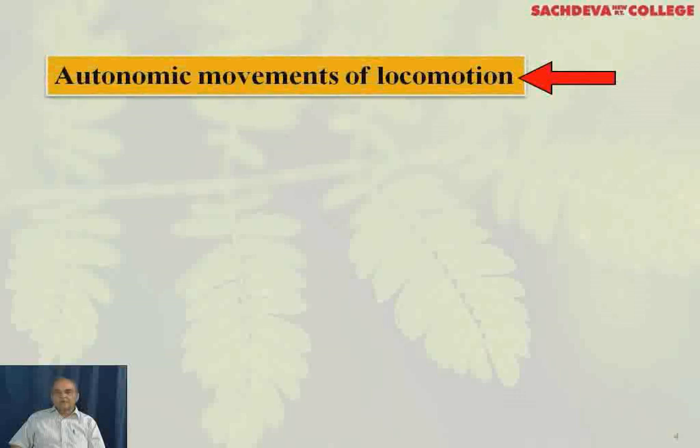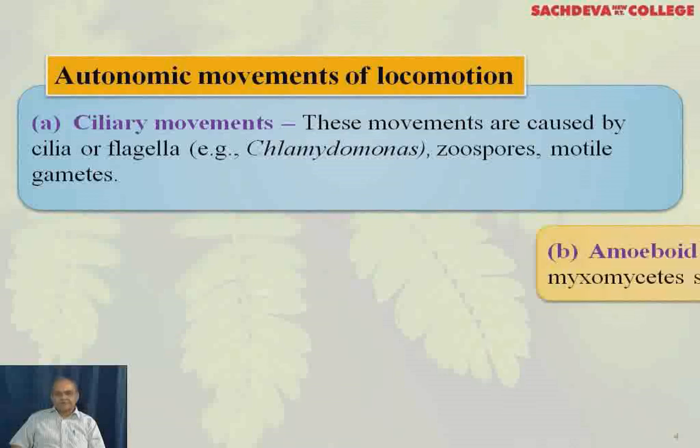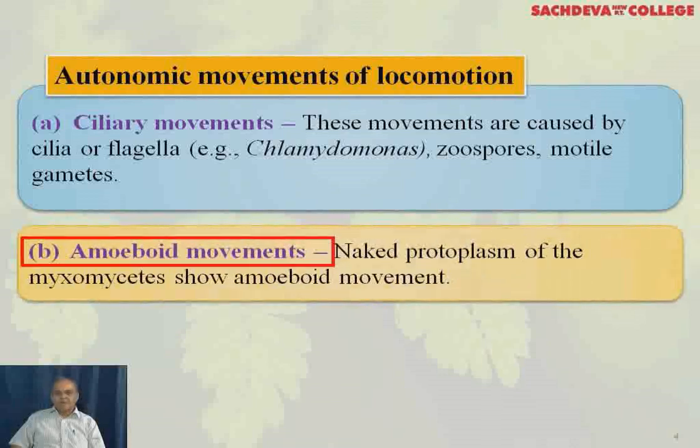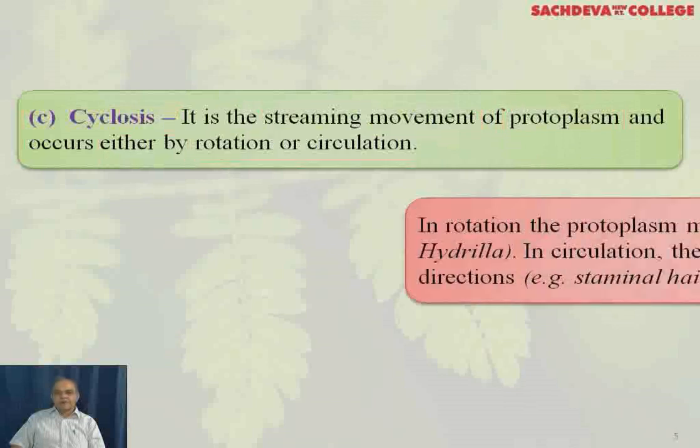Autonomic movements of locomotion. Ciliary movement. These movements are caused by the cilia and flagella, and examples are Chlamydomonas, zoospores, motile gametes, etc. Amoeboid movement. Naked protoplasm of the myxomycetes shows amoeboid movement. Cyclosis. It is the streaming movement of protoplasm and occurs either by rotation or circulation.